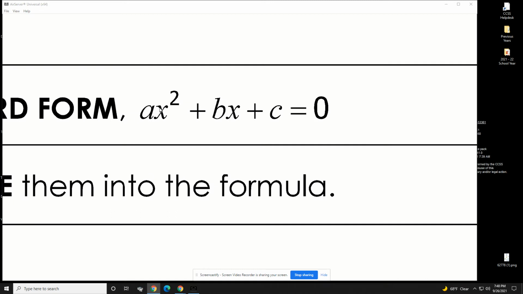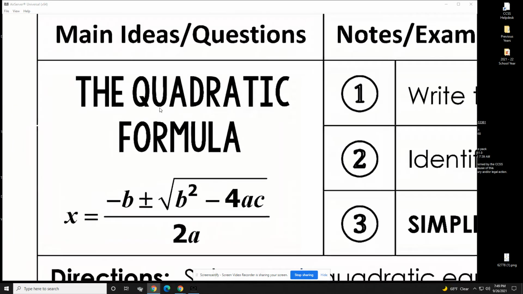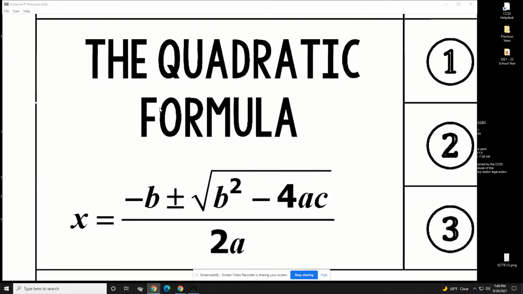So here's the first stipulation. You've got to have your quadratic equation in standard form. It's got to be in the form ax squared plus bx plus c equals 0. That way you can clearly see your a, your b, and your c value. Please don't forget that the sign in front of it represents that value. All right, now next, we're going to plug these values directly into the quadratic formula.